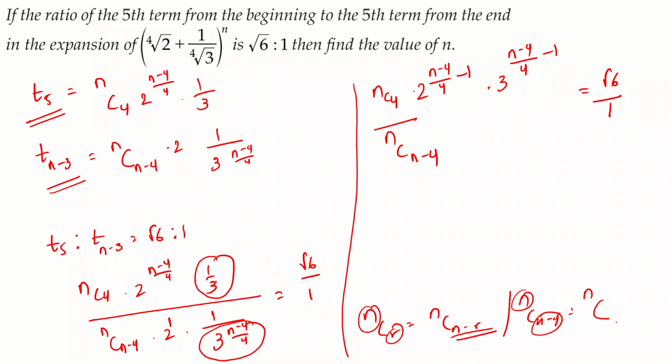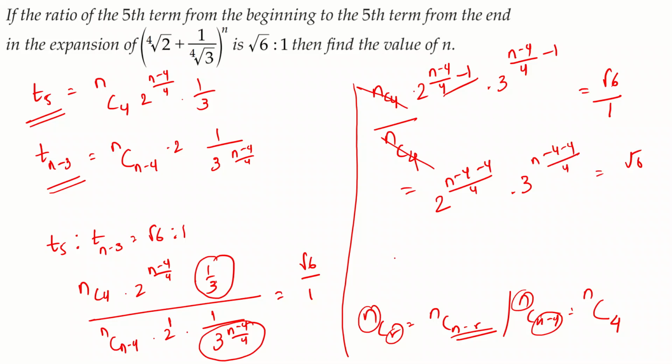Similarly, over here we'll be having nCn minus (n plus 4), head minus leg, n minus (n plus 4), so it's just 4. So we can write this nC(n minus 4) as nC4, which turns out to be the same as this thing, so we can cancel it out. And whatever we are left with is 2 to the power of, we can simplify this now, (n minus 4 minus 4) whole divided by 4, into 3 to the power of (n minus 4) divided by 4, is equal to root 6 by 1. I am omitting this by 1.